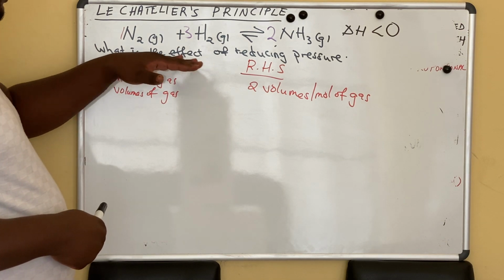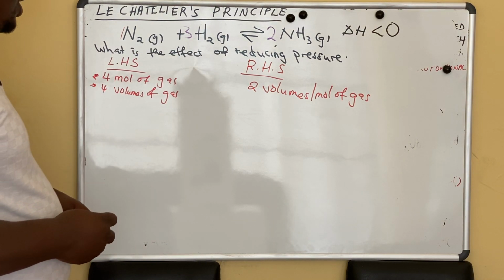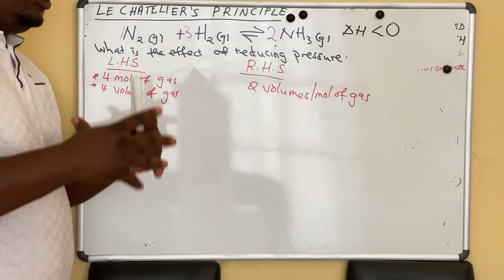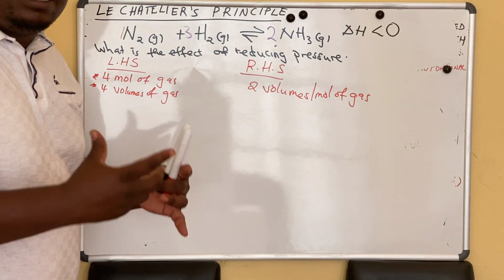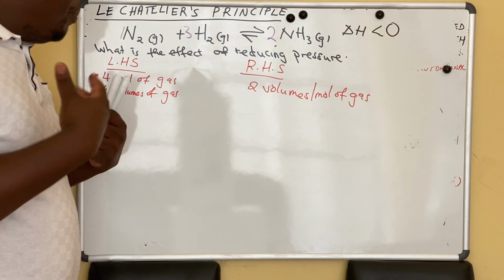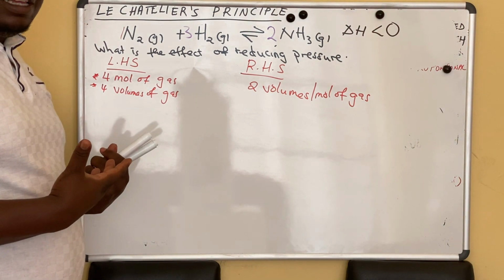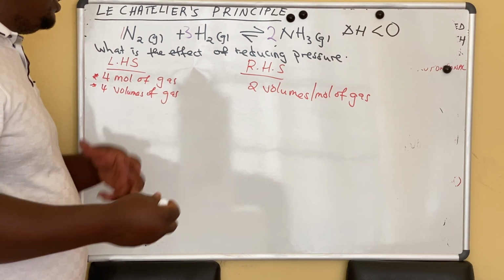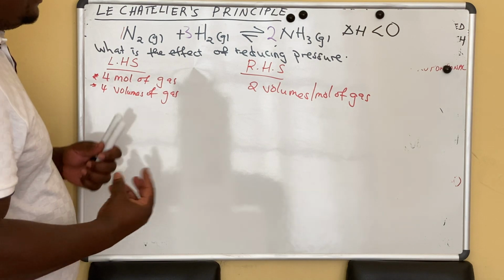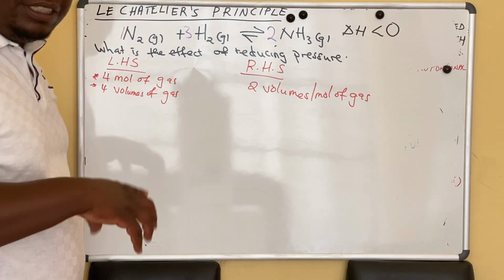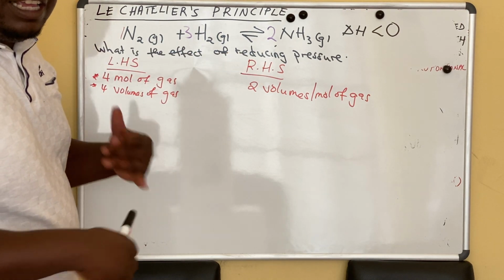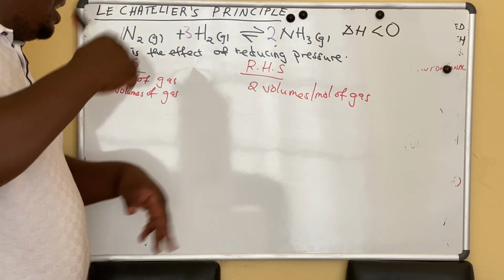Now, what is the question saying? The question is saying, what is the effect of reducing the pressure? So if we reduce the pressure, I want you to listen very carefully here. If we reduce the pressure, what does the system do? The system is going to oppose. The system opposes. Are we together there? So if we reduce the pressure, the system opposes. How does it oppose? It opposes by favoring the side with higher pressure, because we have reduced the pressure.